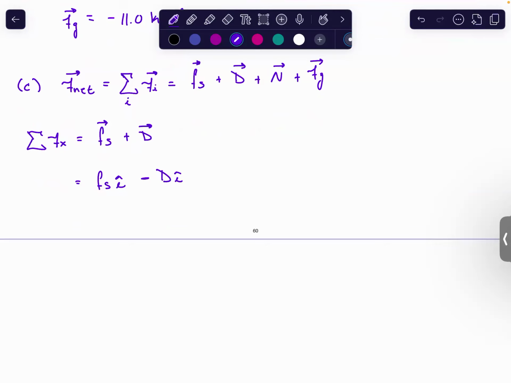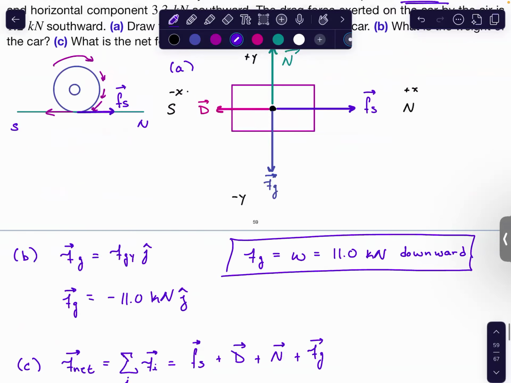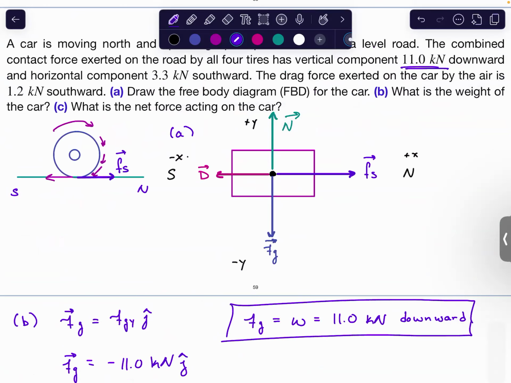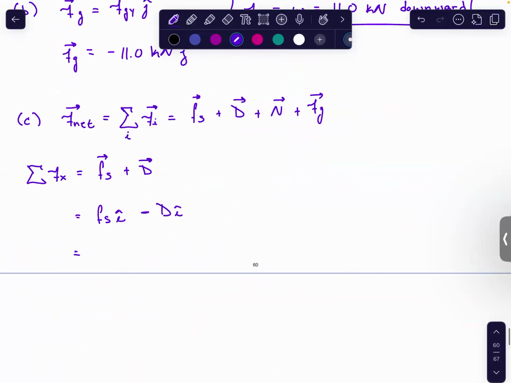And so what we're going to get here is we know that the frictional force, since it's equal and opposite, and we know that the contact force is 3.3 kilonewtons southward, we know that the equal and opposite force, the frictional force, has to be 3.3 kilonewtons northward.